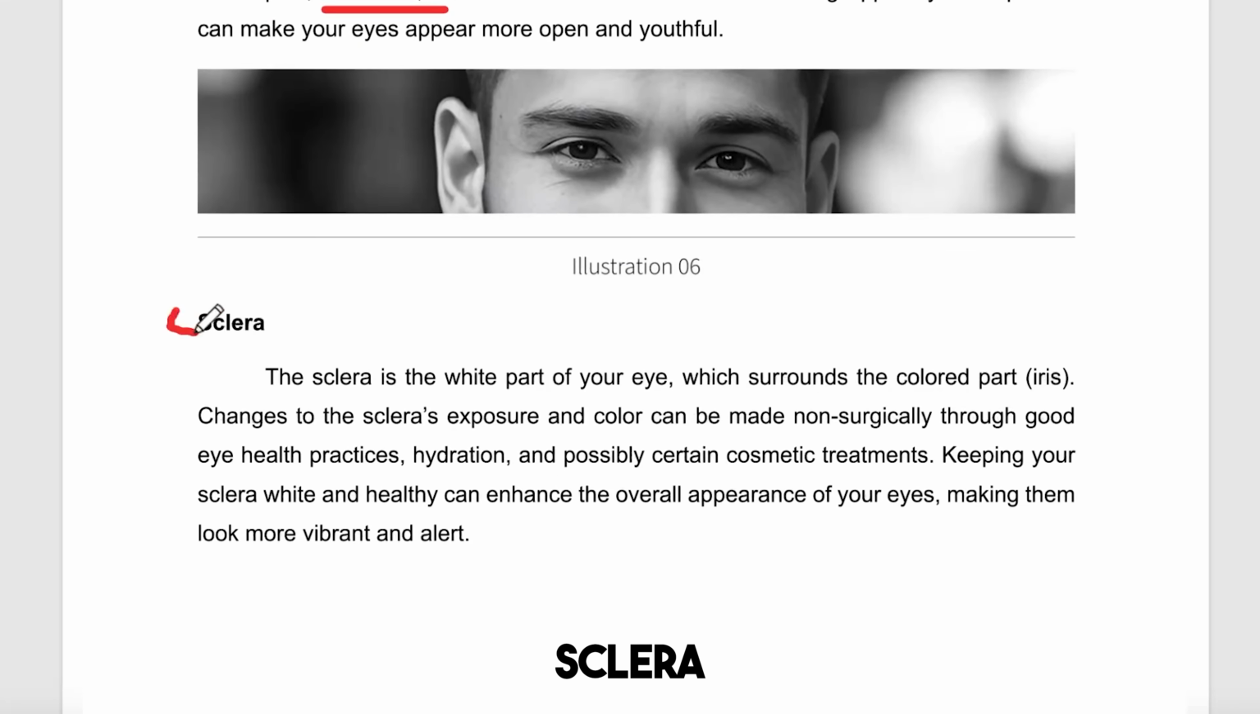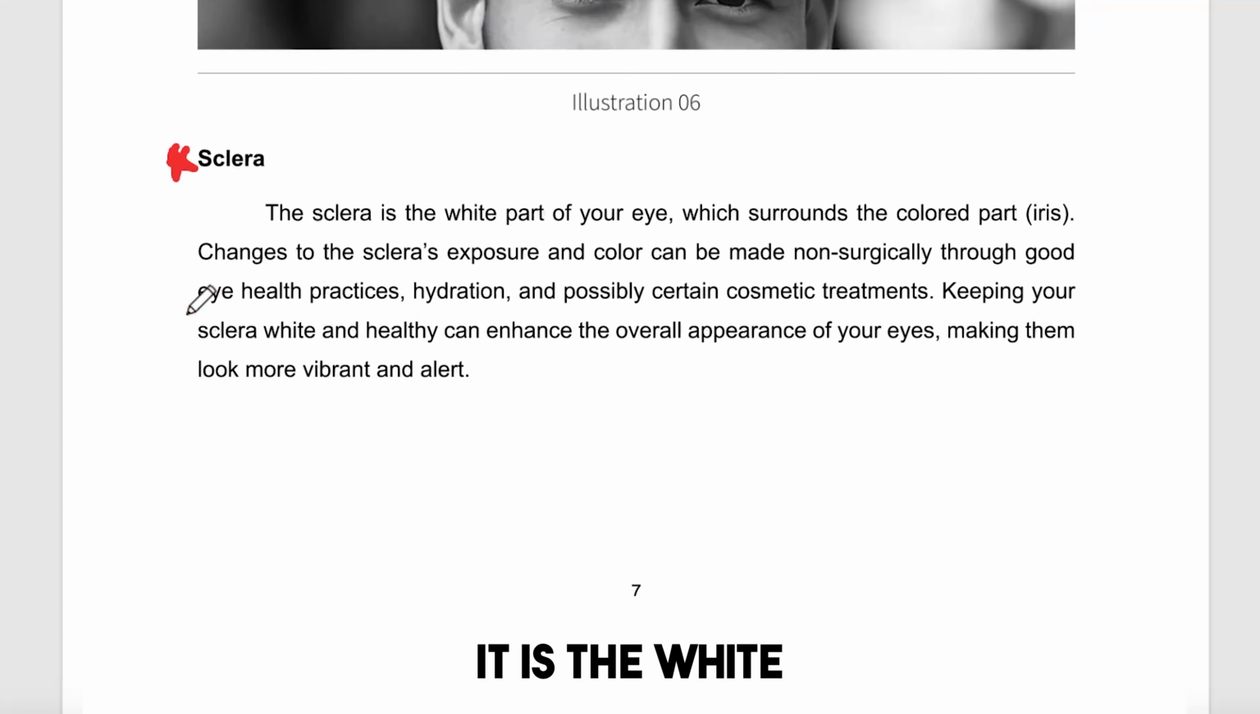Then we have the sclera, funny word. It is the white part of your eye, which surrounds the colored part, being your iris. Changes to the sclera's exposure and color can be made non-surgically through good eye health practices, hydration, and possibly certain cosmetic treatments. Keeping your sclera white and healthy can enhance the overall appearance of your eyes, making them more vibrant and alert, right?